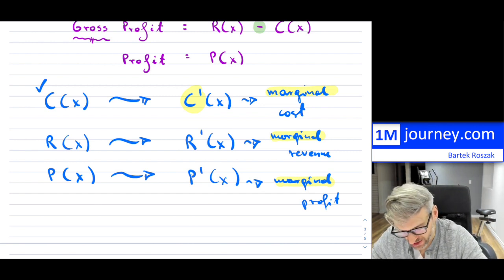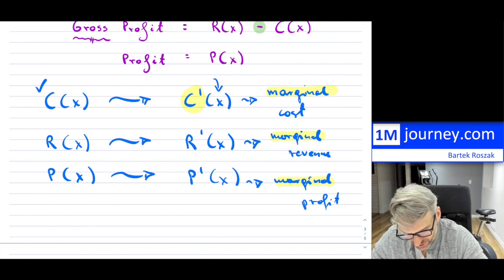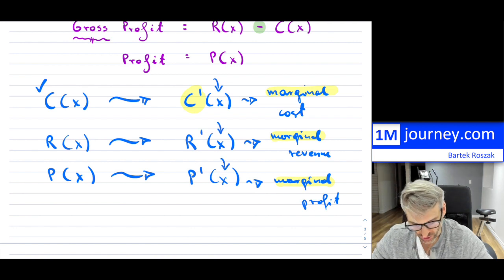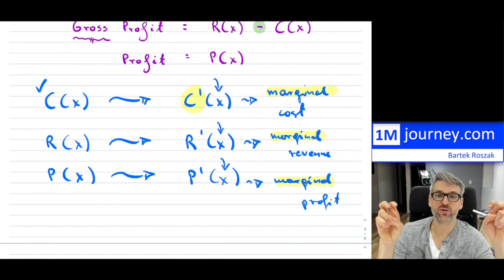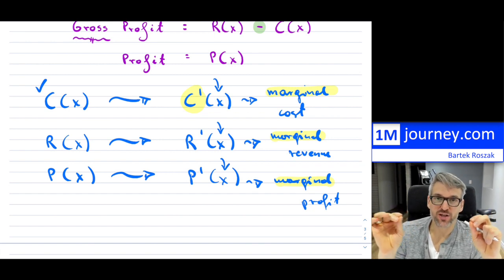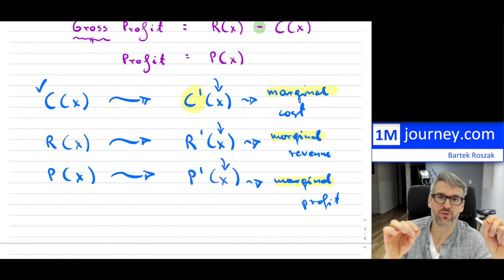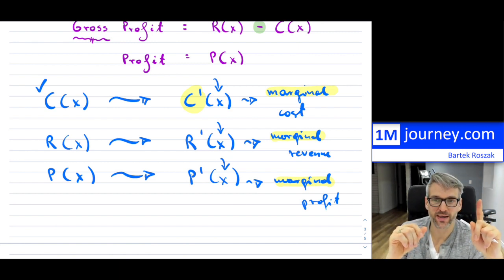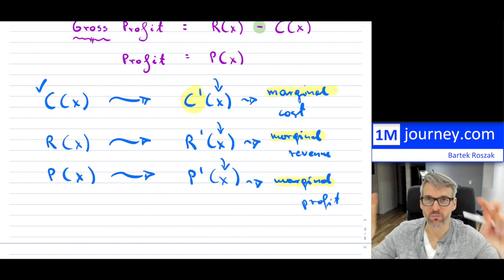Now, all of these are taken with respect to x. So don't forget that the marginal cost means dollars per unit, per item. So it is the cost per item. How is it changing? Your marginal revenue is the revenue or the sales per item. How is that changing? And then the profit is the same. It's per item, per one. That's what these marginals mean.